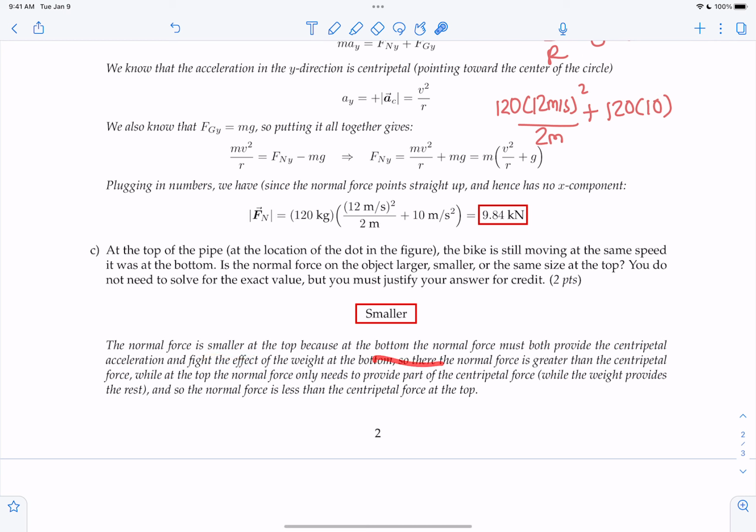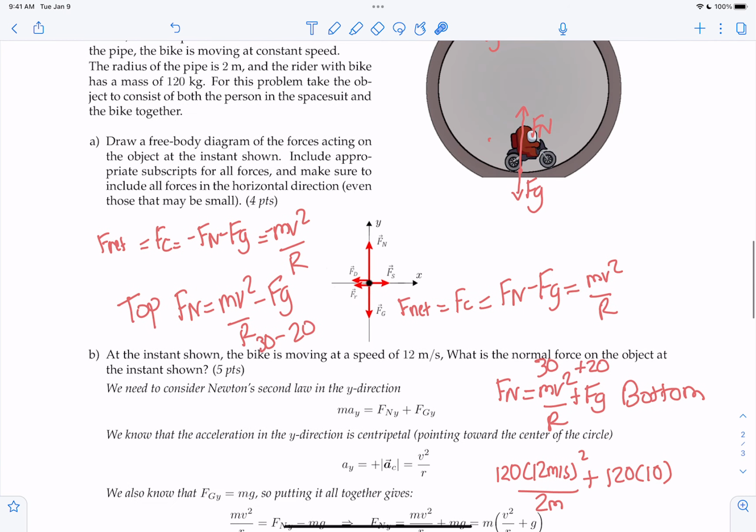At the bottom, the normal force must both provide centripetal acceleration and fight the effective weight at the bottom. This is what I was talking about in the previous slides, because they're on the same axis. Normal force is directly applying centripetal acceleration or giving us a centripetal force, but it has to fight the effects of Fg. It has to overwhelm Fg. They're on the same axis, but really normal force is the one that's directly applying a centripetal acceleration. But we still include both when we're figuring out our centripetal force.